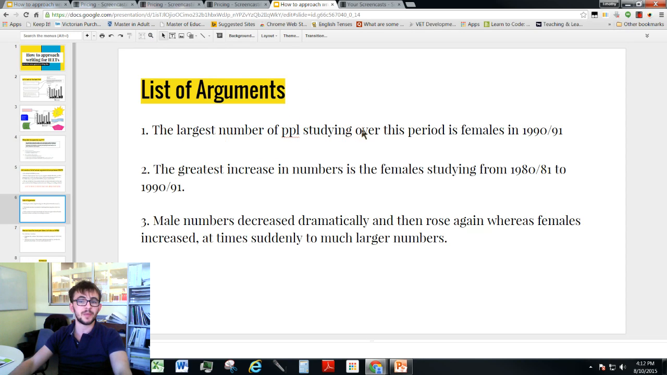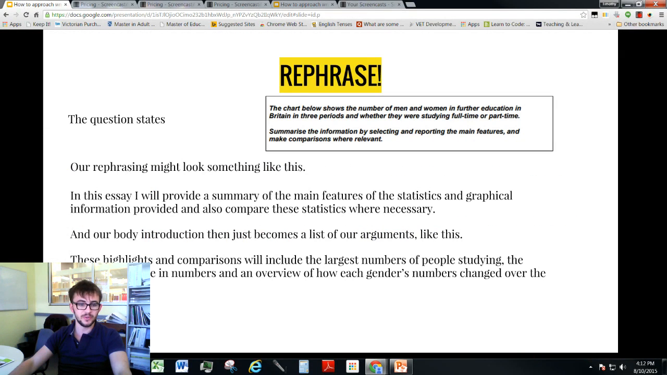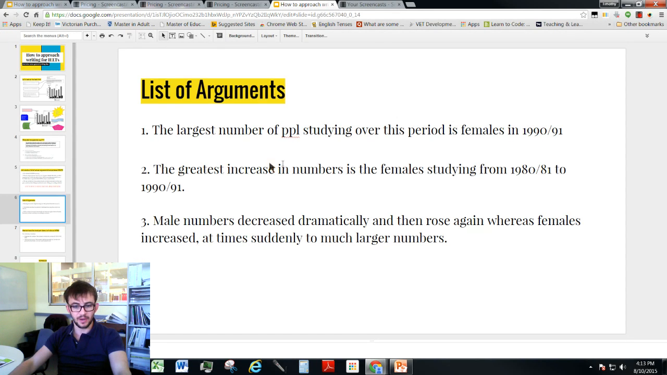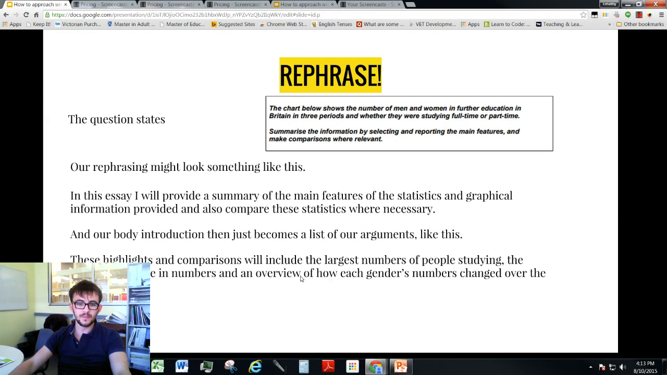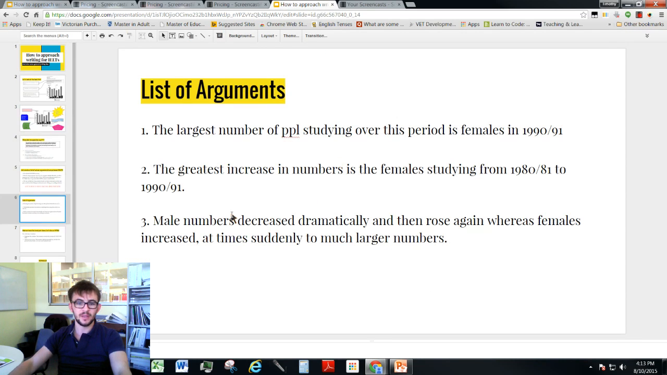The largest number of people studying over this period. So I shortened it to: it will include the largest numbers of people studying. The second argument, comma, the greatest increase in numbers. So I just use the language that talks about the comparison. And an overview of how each gender's numbers changed over the given period. Male numbers decreased dramatically, then rose again, whereas females increased, at times suddenly to much larger numbers.